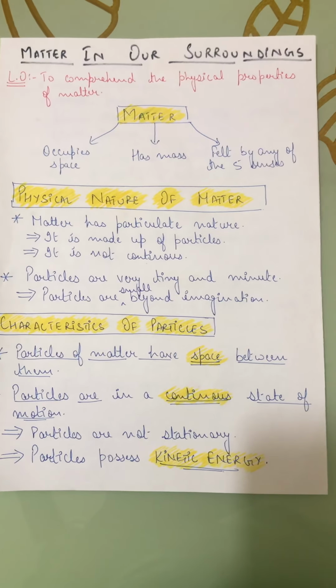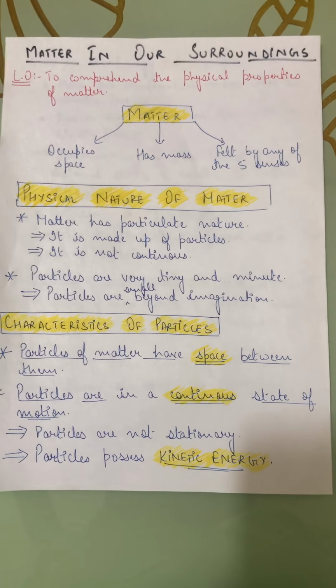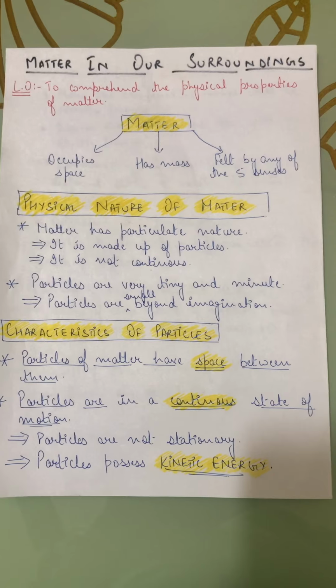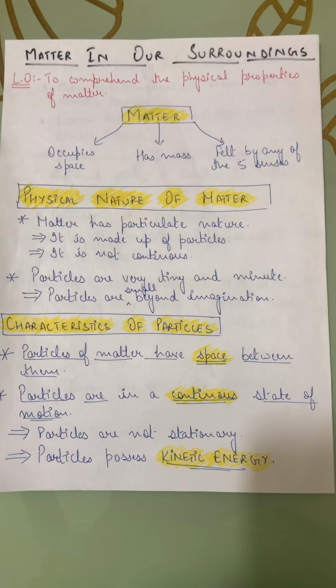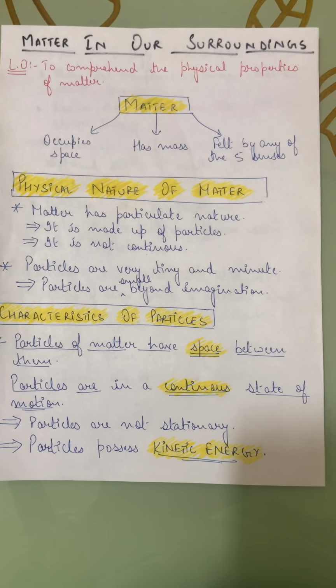Good morning, students. Today we are going to start with the first topic in chemistry, grade 9, that is matter in our surroundings. The learning objective for the topic will be to comprehend the physical properties of matter. You all must have heard the term matter in the lower classes as well.